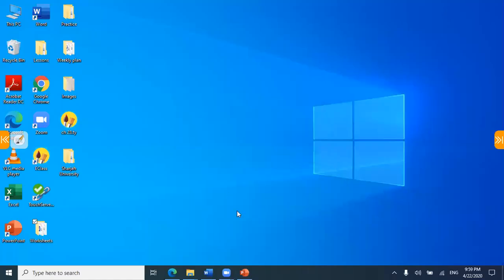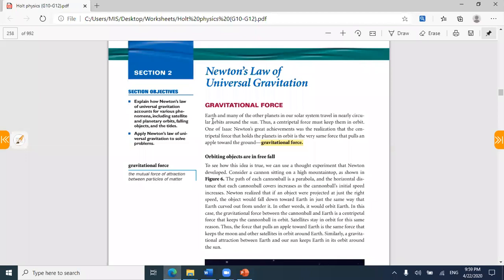So we are here in the book. Our lesson is 7.2, Newton's law of universal gravitation. These are the two objectives that we saw a few minutes ago. We are going to explain how Newton's law of universal gravitation accounts for various phenomena, including satellites, planetary orbits, falling objects, and the tides, and then apply Newton's law of universal gravitation to solve problems. What is the gravitational force?